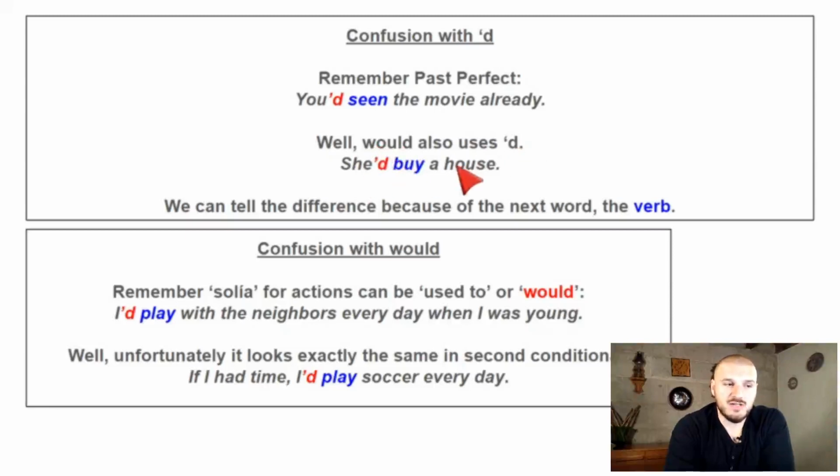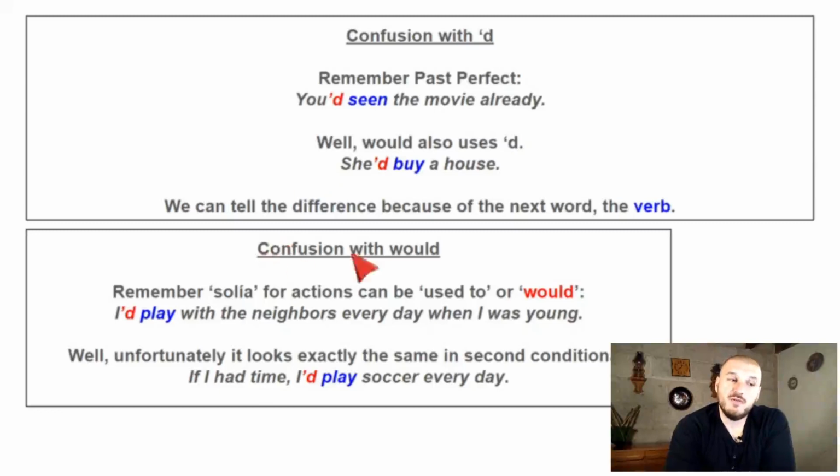So she would buy a house. Si tuviera mucho dinero, compraría una casa. She'd buy a house. So maybe people would be confused, right? Are we talking past perfect or are we talking in a conditional? But basically, we can tell the difference because of the next word, the verb. So if you say to me, you had seen, immediately I recognize this is past because there's a past participle. You had seen. If you say to me, she'd buy, I recognize buy is not past. Okay, I know the difference. We can understand the difference. But I know that for you, maybe it's confusing as a student.